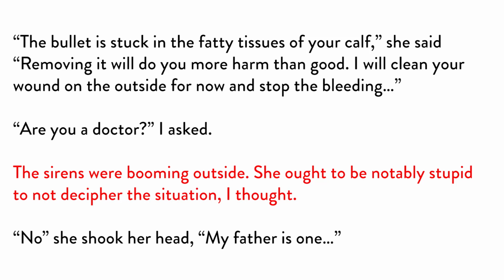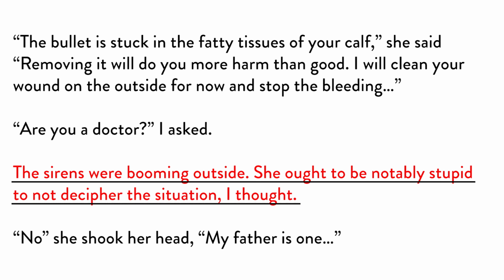This is again something you can do. I know it's not related to description or pacing or narration, but still, because I made the change, I thought I'd let you know. Also, look at the 2 sentences I deleted from the old version. I deleted, "The sirens were booming outside. She ought to be notably stupid to not decipher the situation, I thought." I think you're writing for a clever reader. You don't need to mention that. The reader can already gauge that information, and I feel that it was interrupting the dialogue, so I just removed it from the second version.